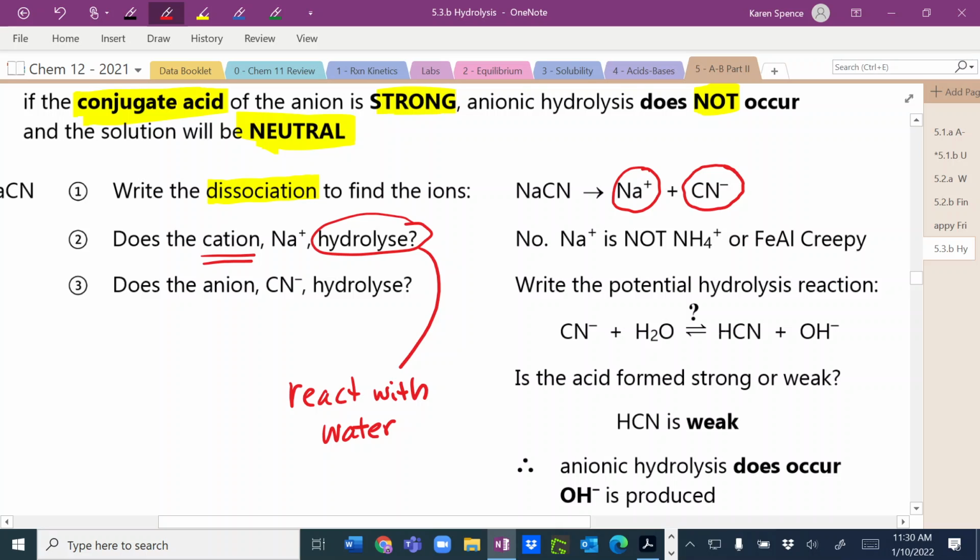And the answer is no, because Na is not NH4, it's not iron, it's not aluminum, it's not chromium, it's not feeling creepy, okay? Feel creepy.